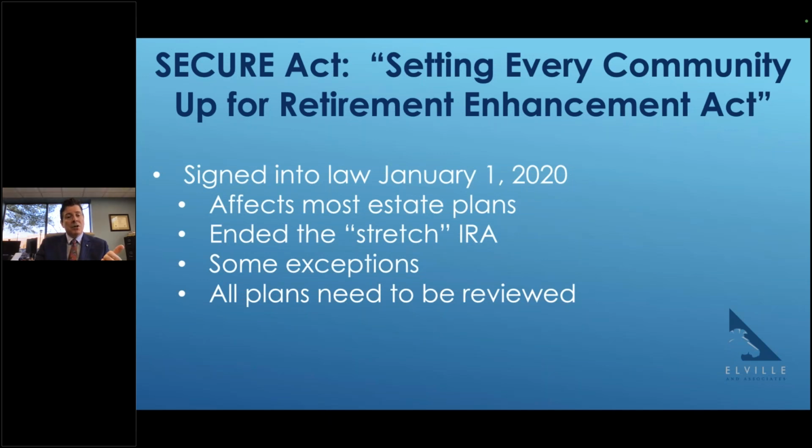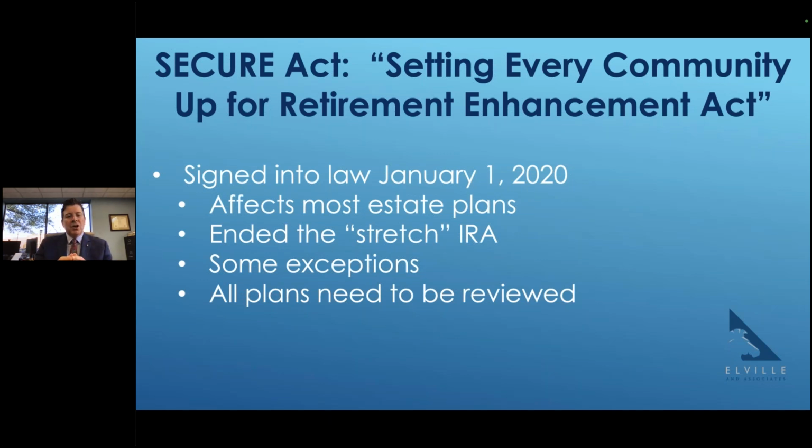You are a spouse, you are someone who is less than 10 years younger than the account owner, you are a minor, and minors for Secure Act purposes are defined as someone who is under 21 years old, or you are a chronically ill person, or you are a person with disabilities that has special needs. And for chronically ill and disabled people, the Special Needs Trust is exempt as well. So those 5 types of individuals can stretch out their IRA required minimum distributions the way we always could.